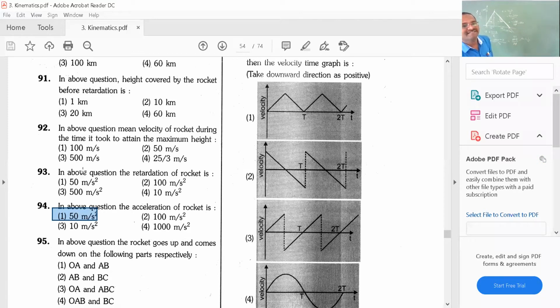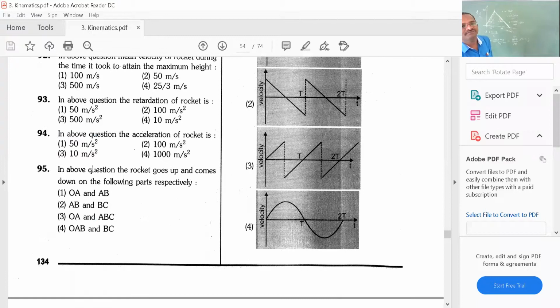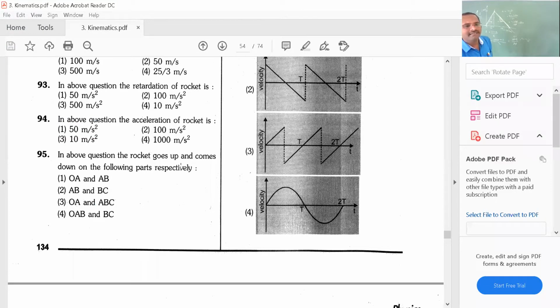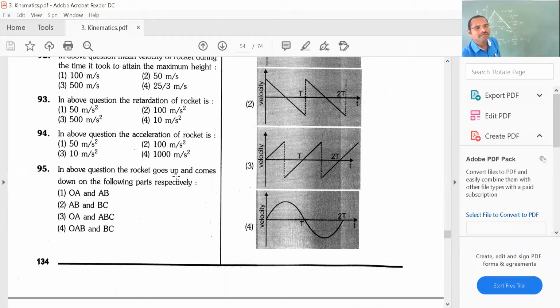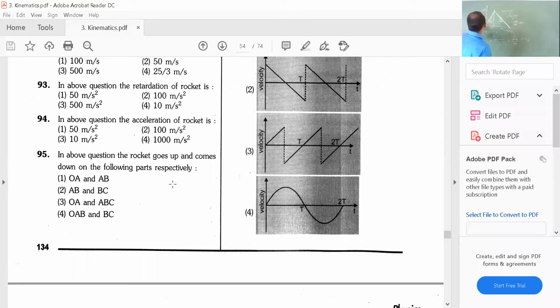Okay. Next, question number 95. In the above question, the rocket goes upward and comes down on the following parts respectively. So the rocket is going upward and coming downward. On which path is it going up and coming down? Conceptual question. Velocity is given and this is the time axis.